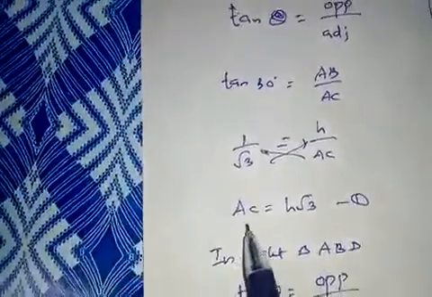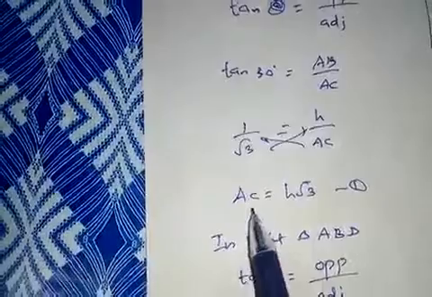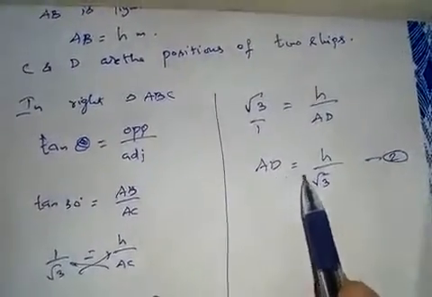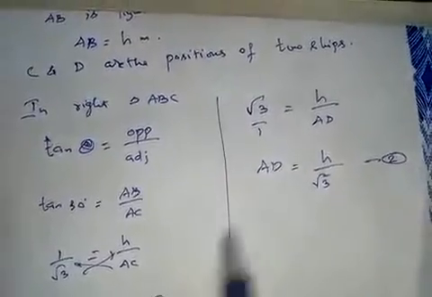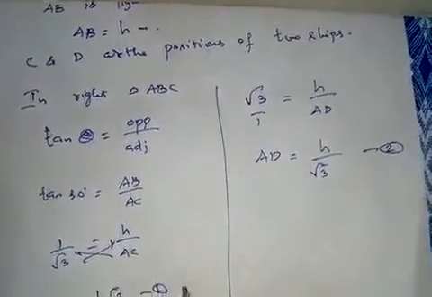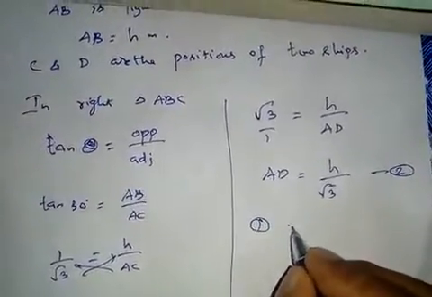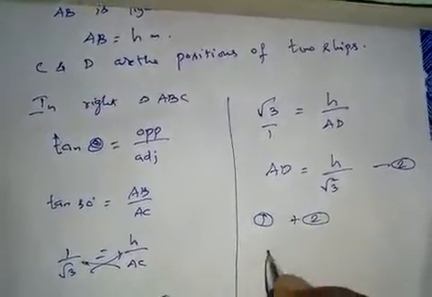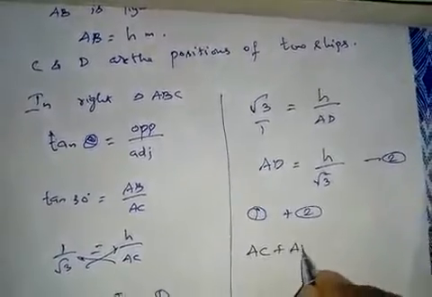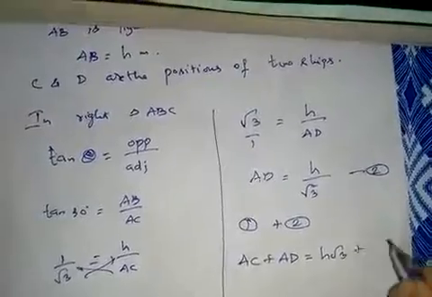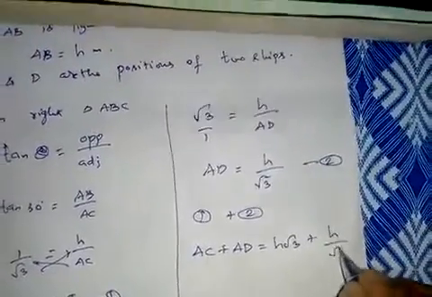Now AC is the distance between the lighthouse and ship 1. AD is the distance between the lighthouse and ship 2. They are in the same line. Now we have to find the distance between the two ships, that is AC plus AD. For that I am going to add equation 1 plus 2. That is AC plus AD is equal to h root 3 plus h divided by root 3.